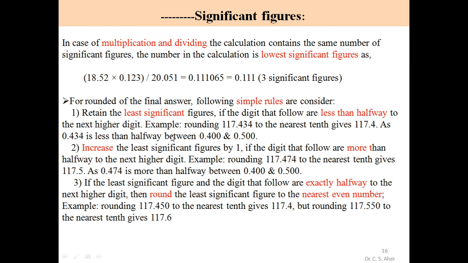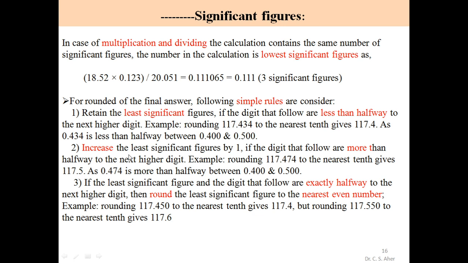This figure is less than 450. Halfway, when we consider halfway, it is 450. It is less than 450. Yes, it is less than 450, that is 434. And thus we round to the least significant figure, that is at the 4 place. It rounds to 0.4, and thus we round to 0.4.